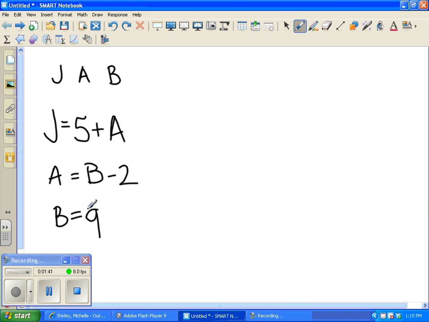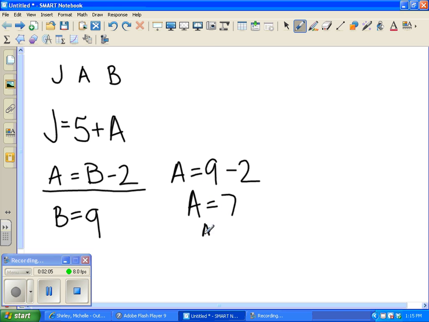Now, any problem that I have that had a B in it, I can go back and plug in 9 where I had the B. That means I have to rewrite it. So here's one that had a B in it. I can rewrite this as A equals, and instead of writing the B, I can write 9 minus 2. And all of a sudden, I know 9 minus 2 is 7, so Ali is 7 years old. Okay? So now I know what A equals.